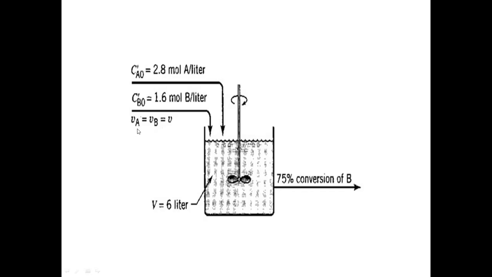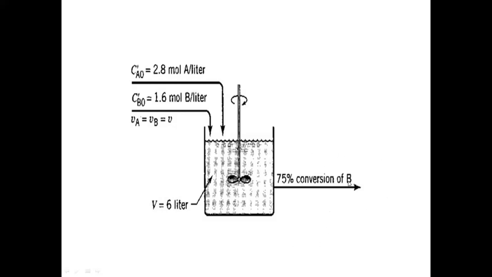So we have V sub A and V sub B, all small letters, equal to V, since they are both the same, or equal. The volume of your MFR is 6 liters, and it is desired that you will have 75% conversion of B. It was already stated in my illustration that you will have 75% conversion of B, telling you that it was already predetermined in the illustration that your limiting component is really B. But we will first determine later on what is the limiting component. Nonetheless, this is correct.